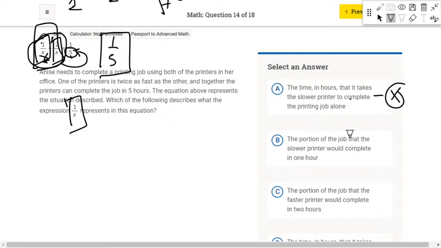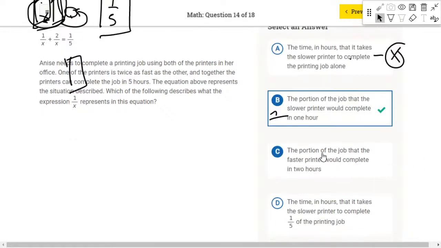The proportion of the job that the slower printer would complete in 1 hour. Yeah, this is the answer. The proportion of the job that the faster printer, the faster is the one with 2, and the time in hours that it takes the slower printer to complete 1/5 of the job. No, it's not that for sure.